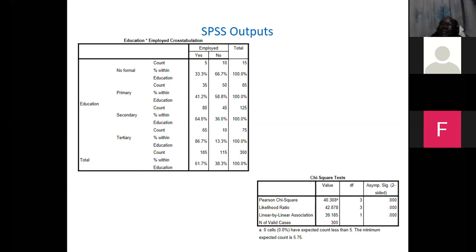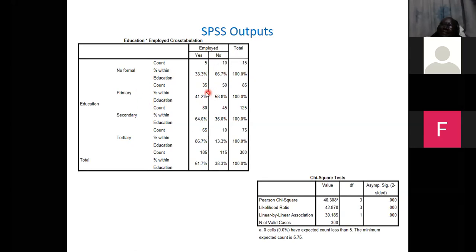Okay. Can you see your output? You see what I'm projecting? That's the same output you brought out. That's why I put it on the slide. You have 5 here. Look at how many are employed among people without formal education. 5 of them, out of 15, which is 33.3%.